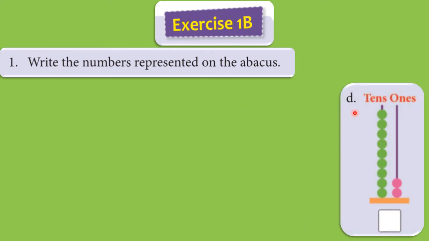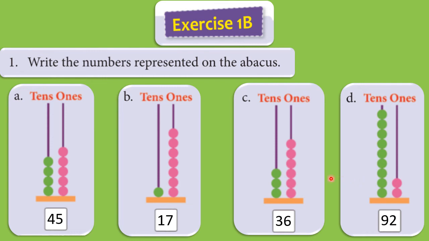Coming to D. 2 rods, 1's place rod and 10's place rod are given here. And how many beads are there on 10's place rod here? 1, 2, 3, 4, 5, 6, 7, 8, 9. There are 9 beads on 10's place rod and we see 2 beads on 1's place rod. Therefore the number represented by this abacus is 92. So this is how we can write the numbers represented by these abacus.